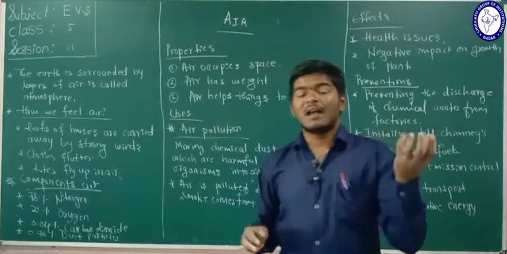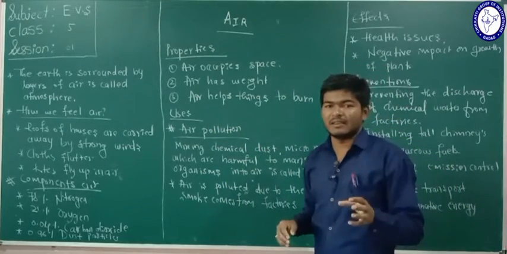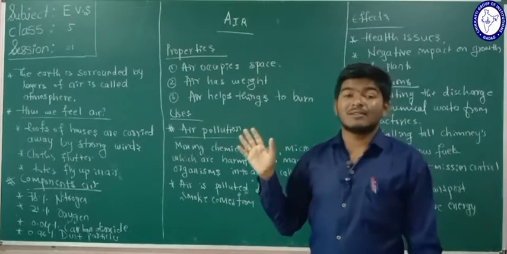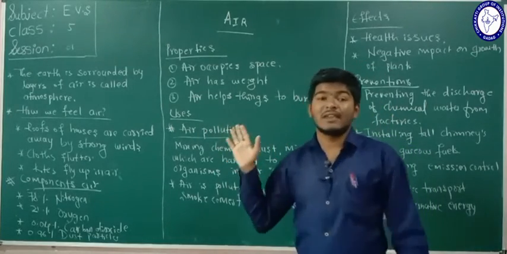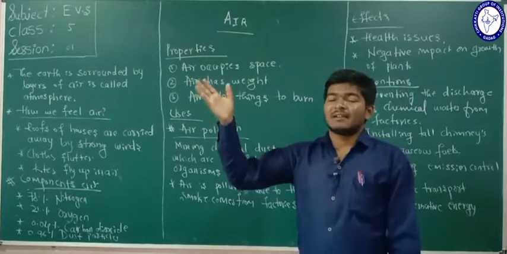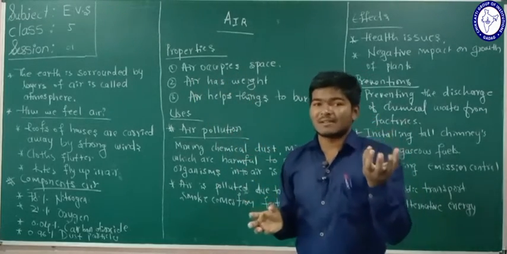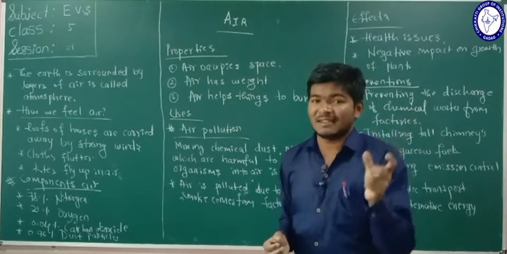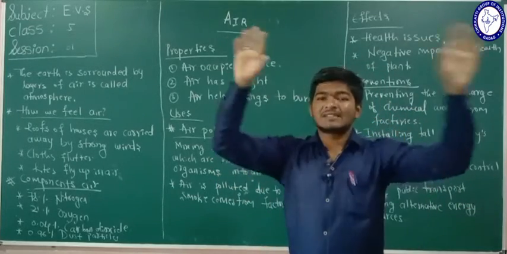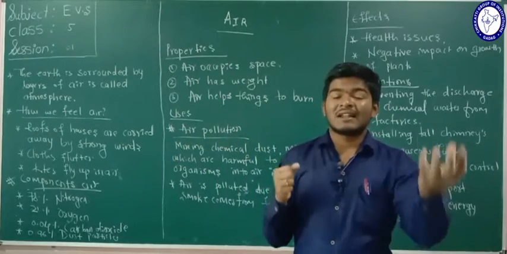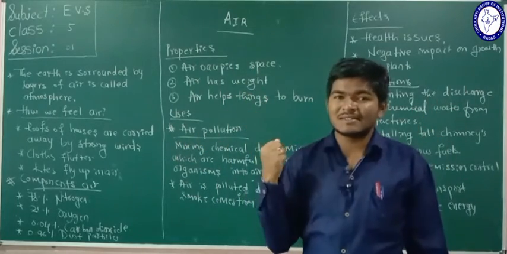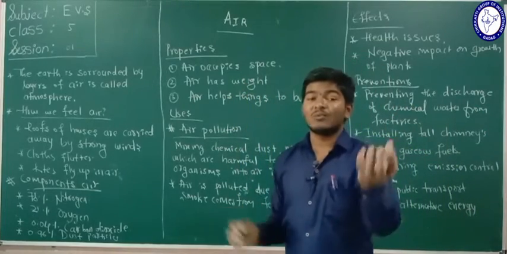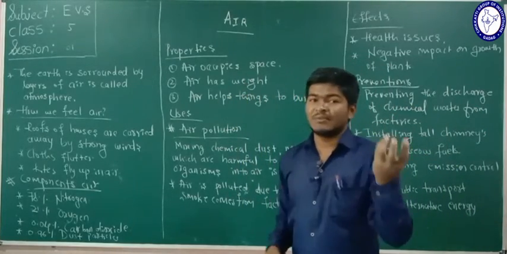Then another case I am considering here: when a strong wind moves, very fast air comes. What happens? The leaves of the plants flutter at a very high rate, isn't it? All of these make us feel the presence of the air. Then what is air? We will study that now.